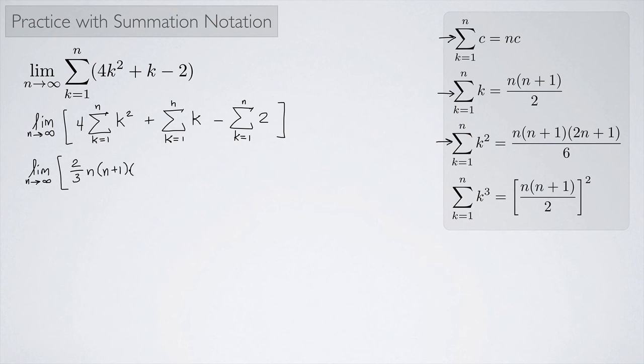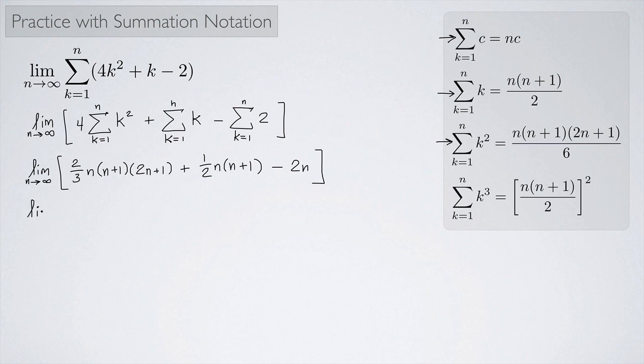n plus 1, 2n plus 1. So you see there's a 4 out front, there's a 6 in the denominator. So that would be like having a 4 right here. The 4 and the 6 will really make it 2/3. That's where that came from. Plus, now I just have the sum of k, that's this formula right here. So that's going to be 1/2 n times n plus 1, minus, and then I have a 2. Remember, when you have a constant, you just have n times the constant, minus 2n.